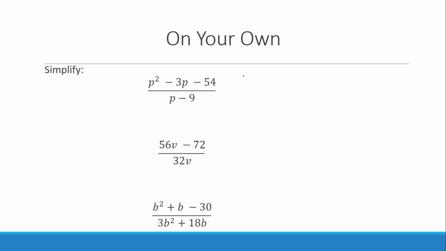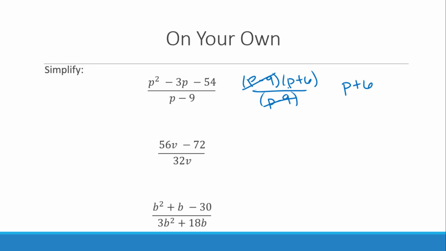So this first one here, we're going to factor this. What multiplies to give me negative 54, adds to give me negative 3 is going to be p minus 9 and then p plus 6, all over p minus 9. So I'm going to cancel these common terms here, and then I'm just left with p plus 6 as my final answer. Notice I didn't have to put a 1 in the denominator. That's not necessary.